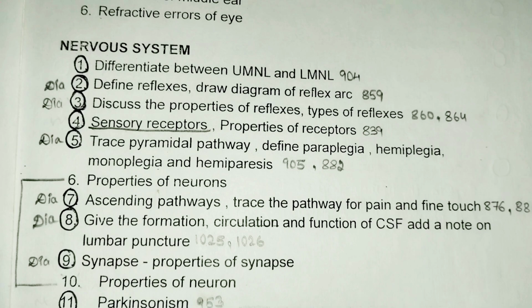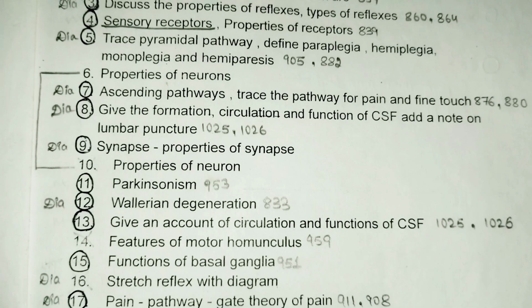Ninth one, synapse and properties of synapse. 10th one, properties of neuron. 11th one, Parkinsonism. 12th one, Wallerian degeneration. 13th one, give an account of circulation and functions of CSF. 14th one, features of motor homunculus.